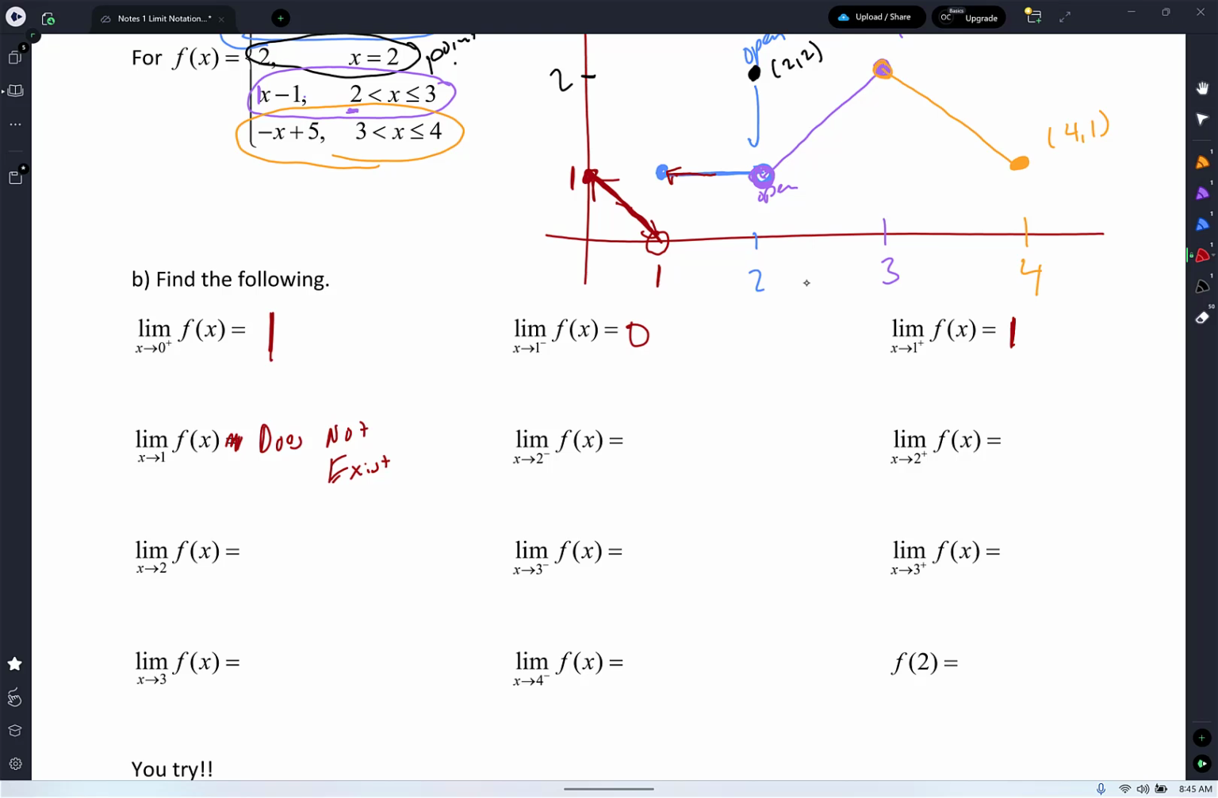Limit as x approaches 1 from the left does not equal limit as x approaches 1 from the right. These are 2 different values. So this limit does not exist. Good job.